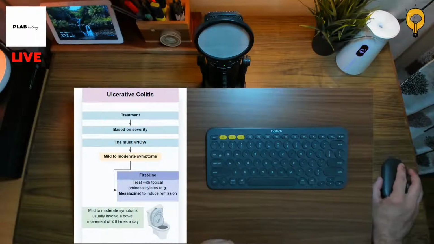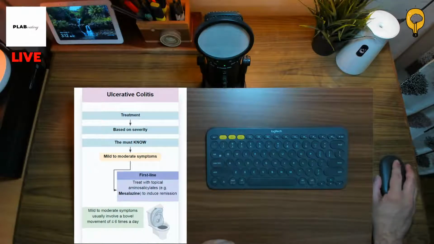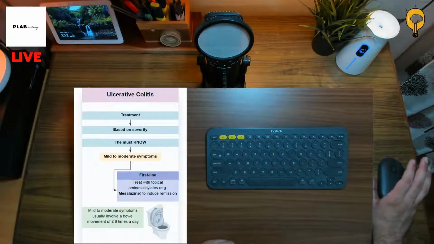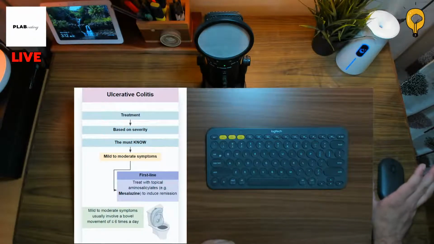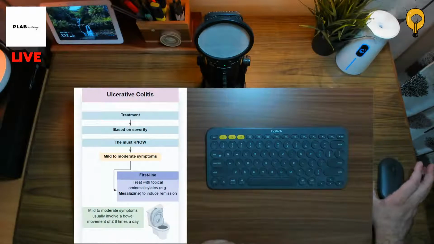So ulcerative colitis, now here treatment. Treatment is based on the severity. The must know is mild to moderate symptoms. First line we will treat with topical aminosalicylates, that is mesalazine, so as to induce remission.